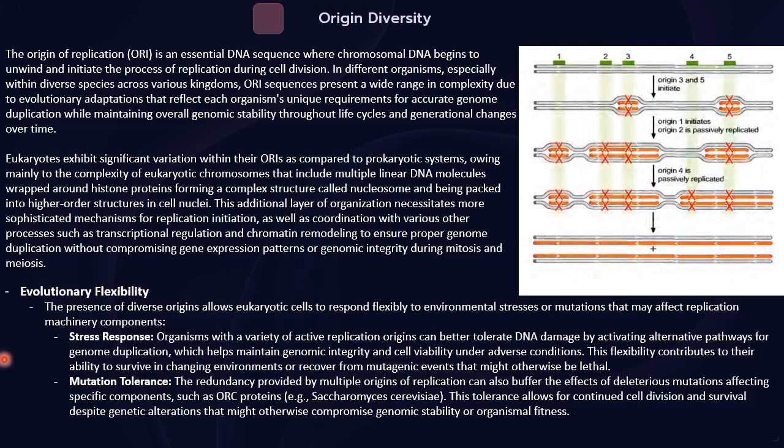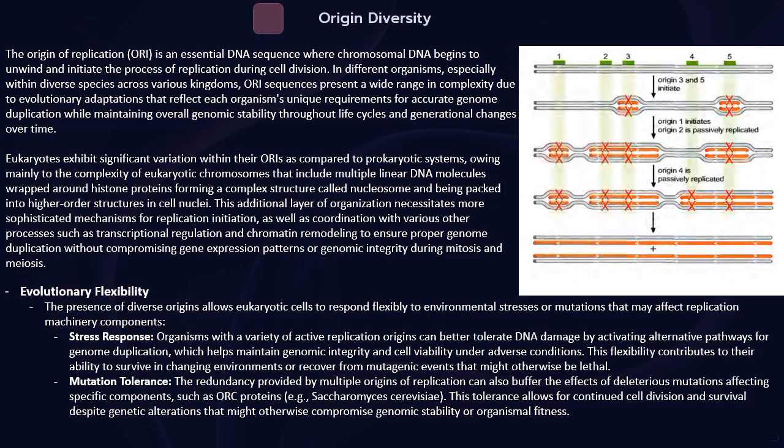Here, the term redundancy means there are more in number than we need. That is, in the context of origins, we only need one or two, according to the length. Suppose there is a 100 nucleotide long DNA strand, then approximately one or two origins will be more than enough. But a cell will contain 5 to 10 origins of replication. This is an example of redundancy.